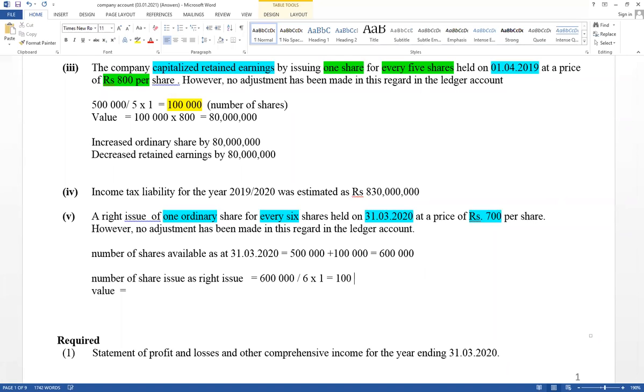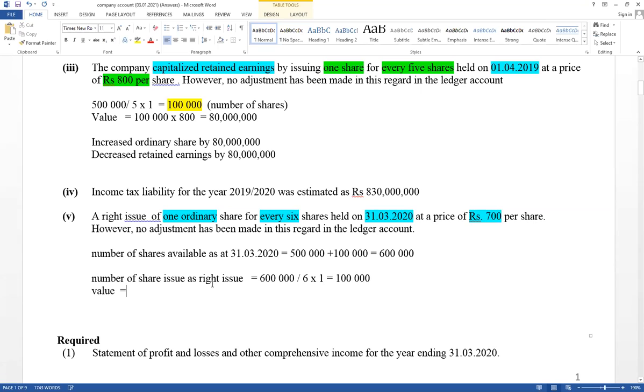Also equal 100,000. Check whether you understood how 600,000 came. Initially there were 500,000 shares. As a result of reserves capitalization, number of shares increased by 100,000. So by the last day, number of shares we have is 600,000. Now it has given company going to issue again 1 share for every 6 shares. Therefore, divide by 6 into 1. This is the number of shares issued as right issue.